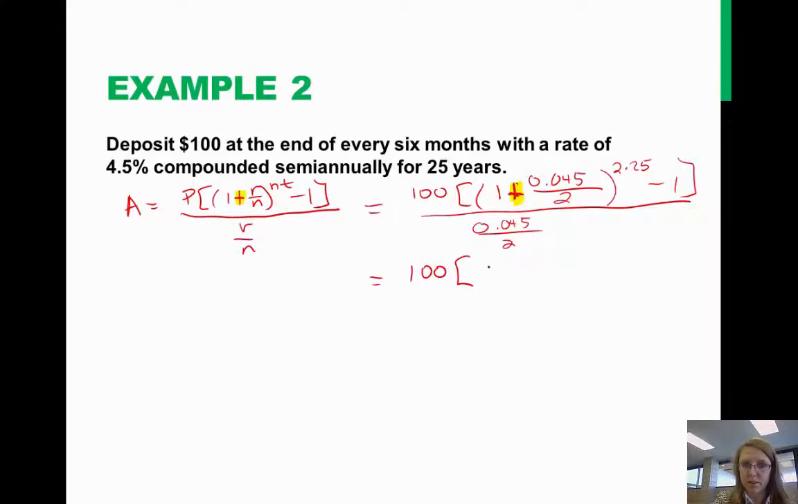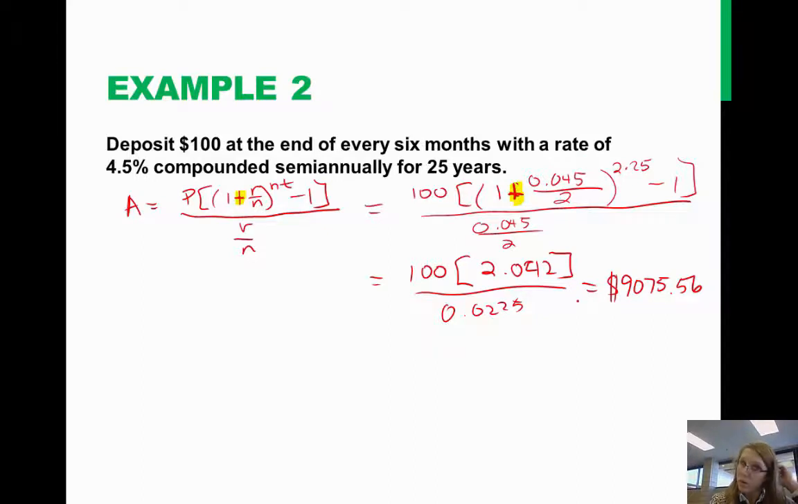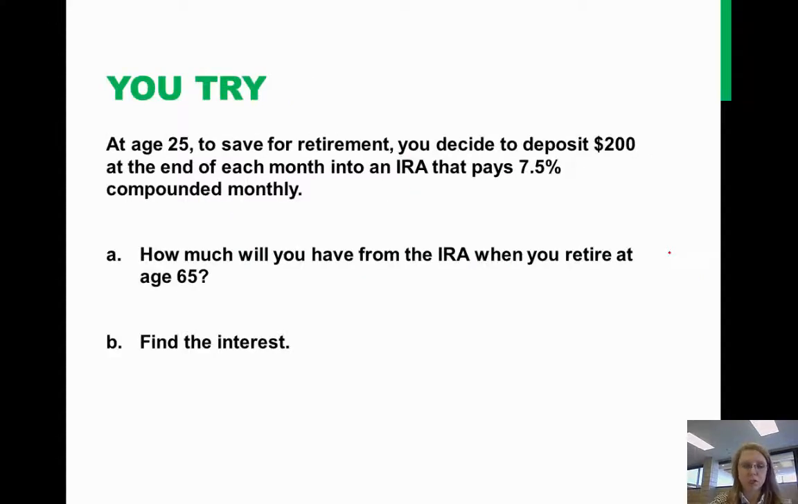Okay, so if we simplify this, excuse me, it'll be 2.042 on the inside of the brackets divided by 0.0225, and then simplifying that further, that's $9,075.56. So we will have a total in our account of $9,075.56. So now I want you to try it again.